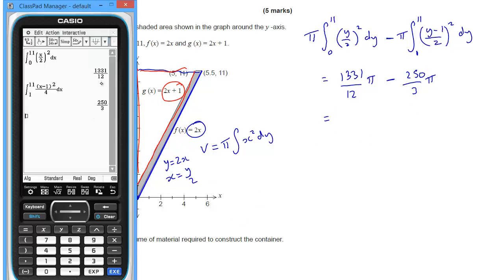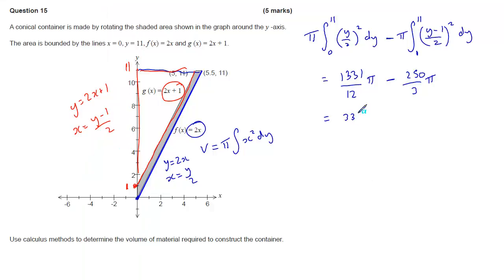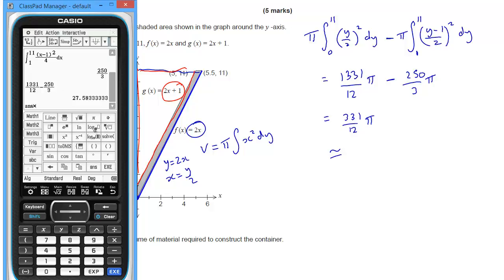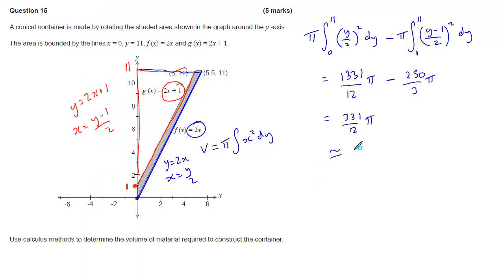So we do this one, take away this one, we get 331 over 12 pi, and as a decimal, so let's convert that to a decimal, times that by pi, and as a decimal, that is 86.7 cubic units.